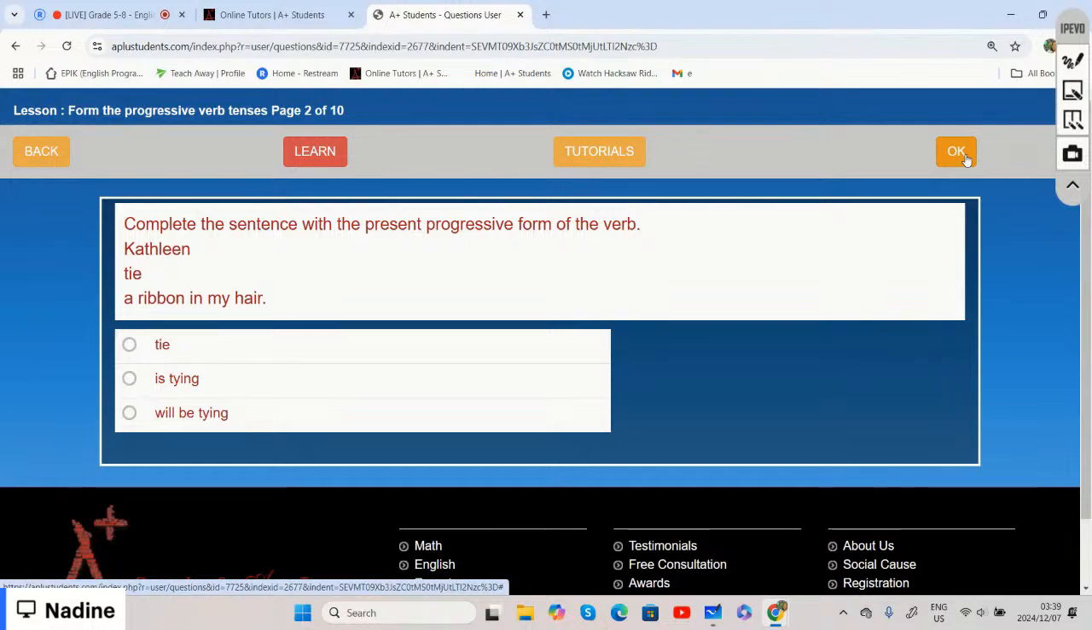All right, we need to select the present progressive tense once again. The present progressive tense. It says Kathleen. Do we say tie, option one, a ribbon in my hair? Do we say Kathleen is tying, option two, a ribbon in my hair, or will be tying a ribbon in my hair, option three? So option one, two, or three.